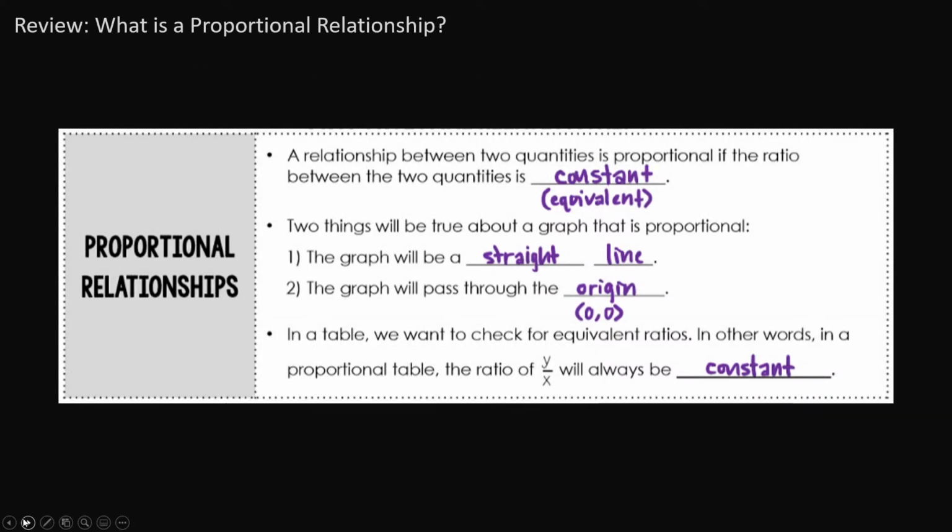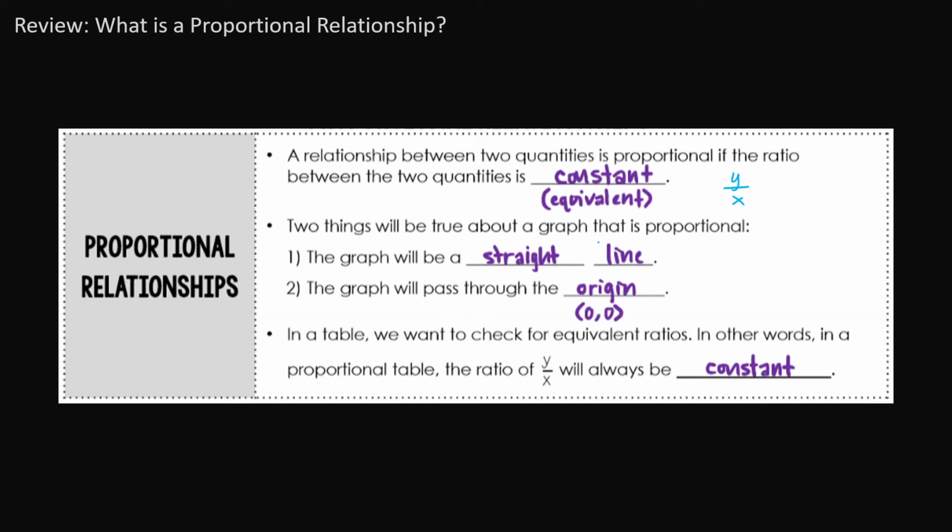First, I want to briefly talk about what a proportional relationship is. This is a little bit of review. So for proportional relationships, we know that a relationship between two quantities is proportional if the ratio between the two quantities is constant. So the ratio of y over x must be the same in a table, a graph, or an equation.